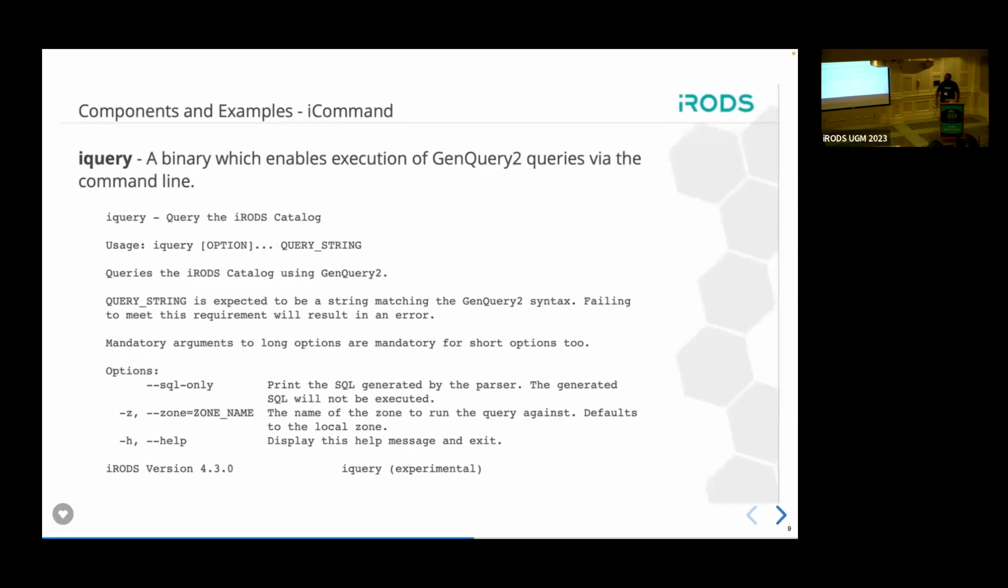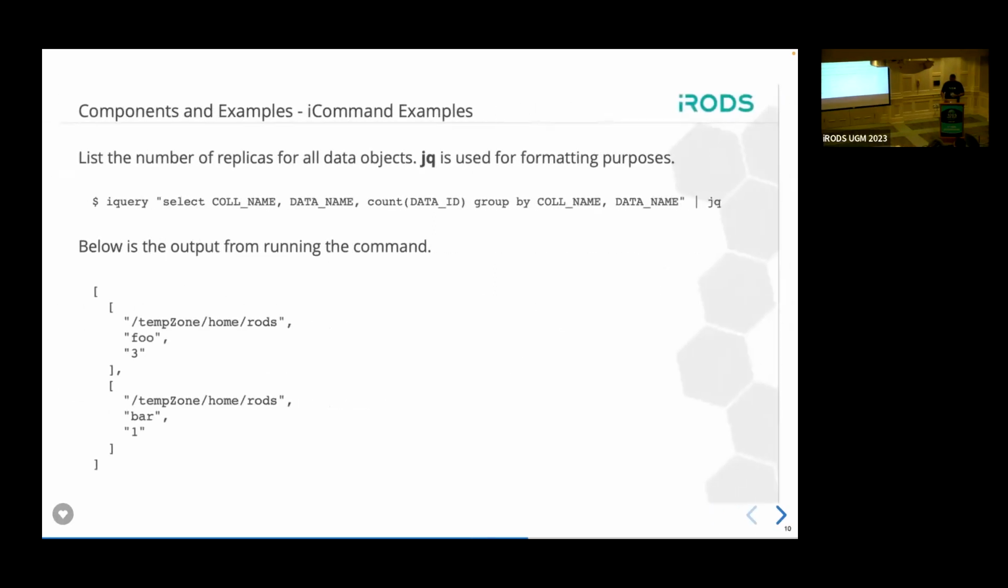All right, so our next thing here is the iCommand that's provided. This is just a binary which enables execution of GenQuery2 at the command line. Here is the help text that you will see if you were to run iquery -h. We try to format it to be similar to man pages, because it's familiar to people. And so, as you can see, it's very simple. It's basically mapping the API plugin to a binary, so that people can just run arbitrary GenQuery2 calls. So we'll show an example of this here.